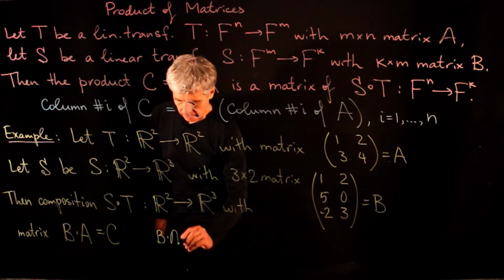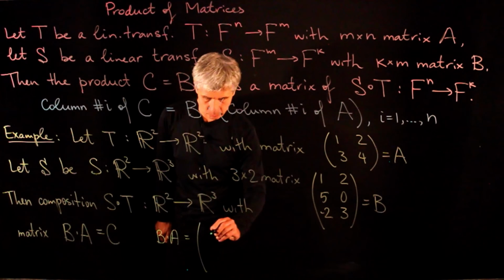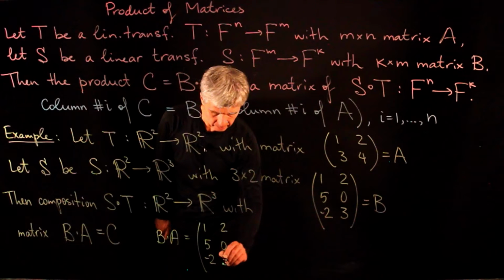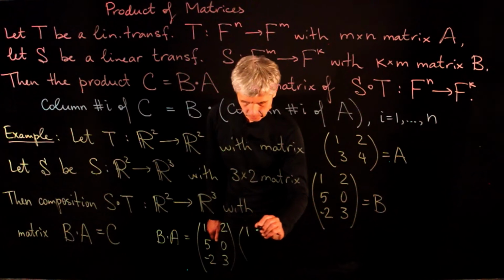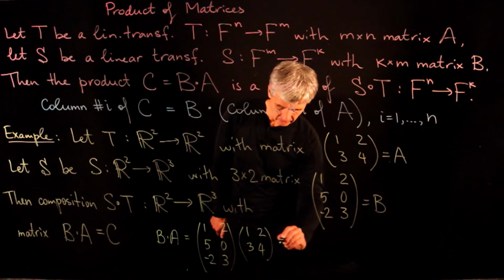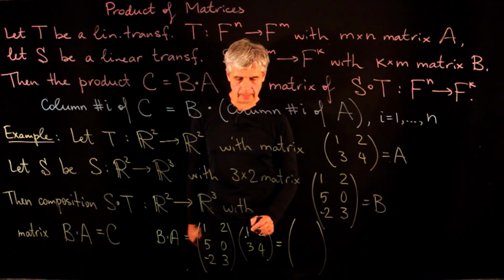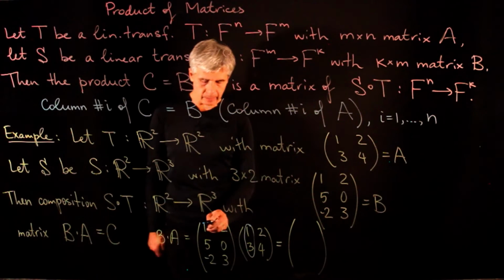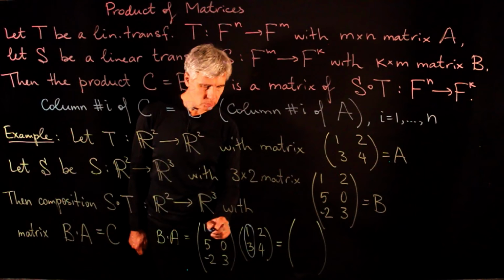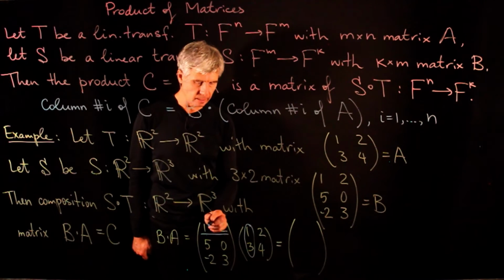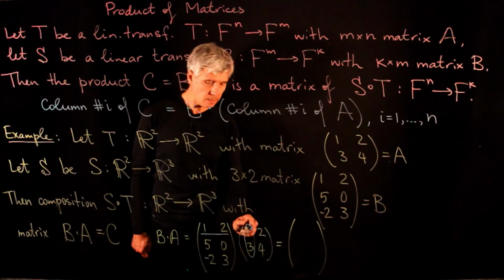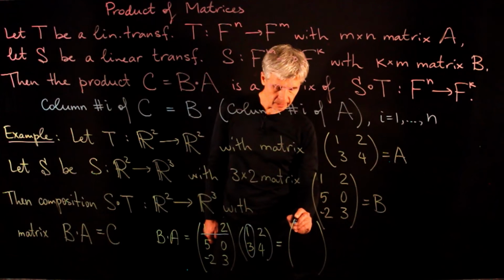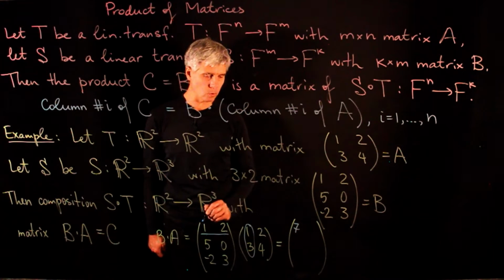So this product B times A is, so we have a 3 by 2 matrix, 1, 5, negative 2, 2, 0, 3, times a 2 by 2 matrix, 1, 2, 3, 4. Now, what is the first column of the result? To compute the first column of the result, we take the first column of matrix A and we multiply matrix B by this column, right? So to do this, we take rows of the matrix B and take dot products of the row of matrix B with the first column of A. So here we have 1 times 1 plus 2 times 3. So this is 7. And so this is the first entry in the first column of the result.